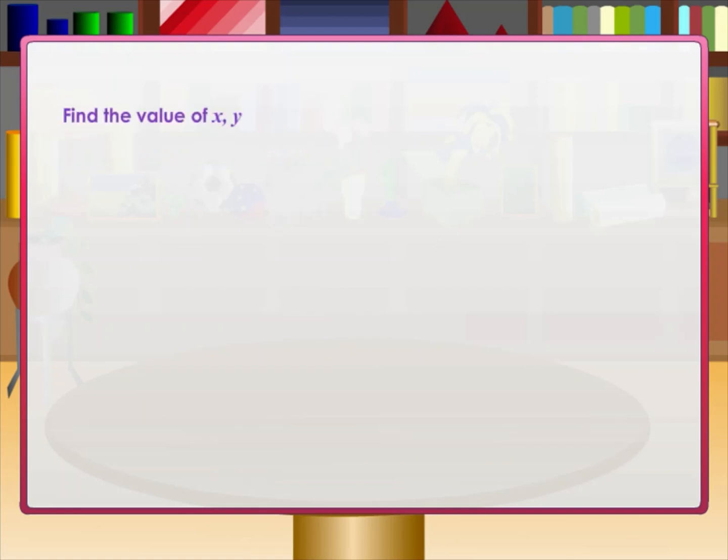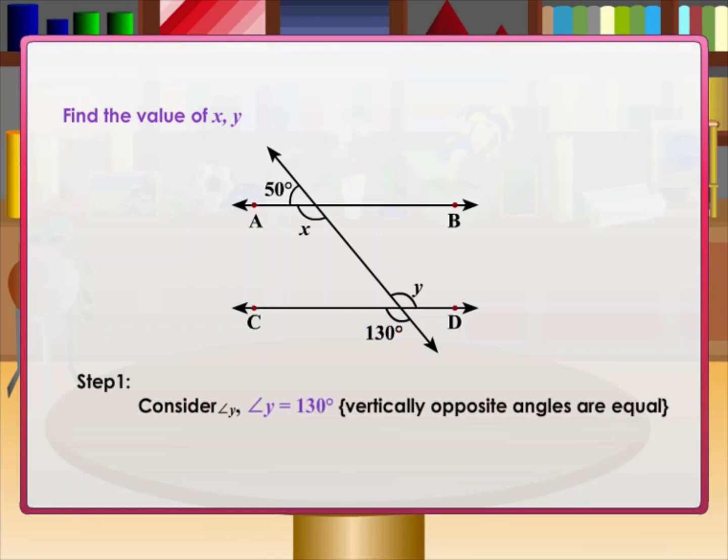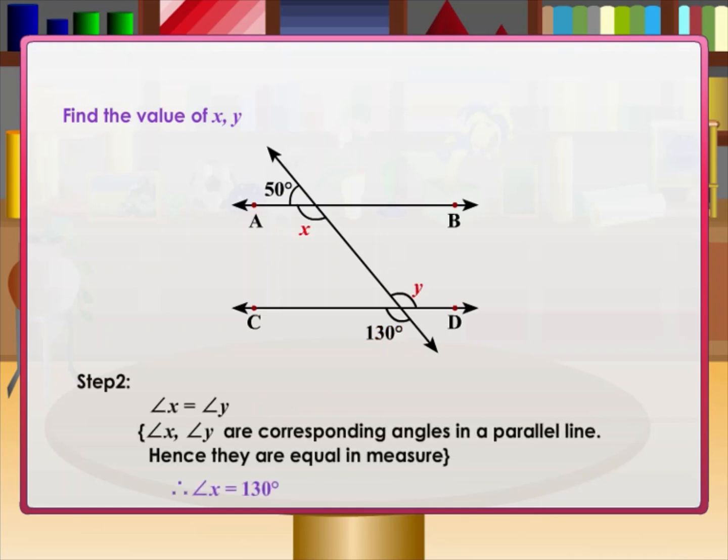Find the value of x, y in the following figure. Consider the angle y. Here the angle y is equal to 130 degree because vertically opposite angles are equal in measure. By observing x and y, angle x is equal to angle y because corresponding angles are equal in measure.